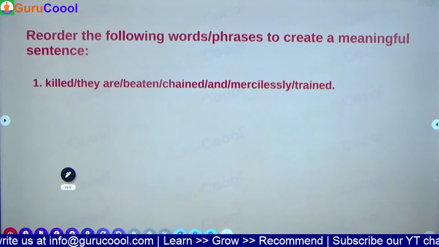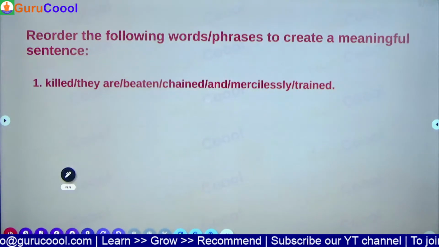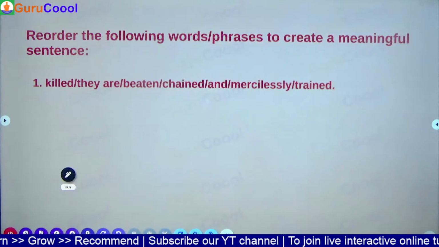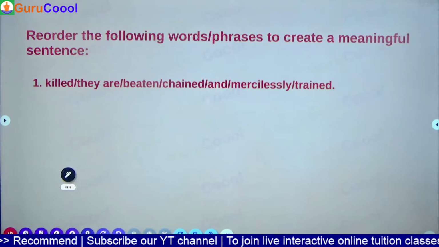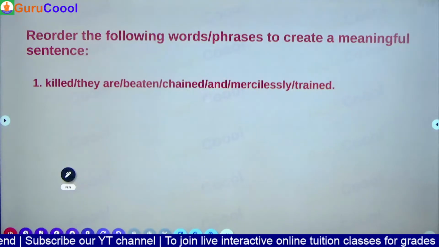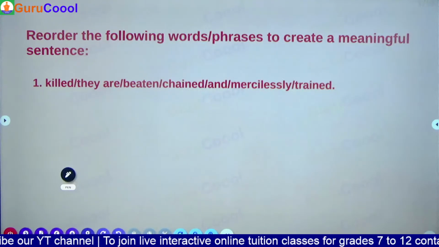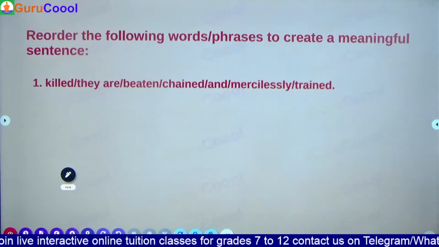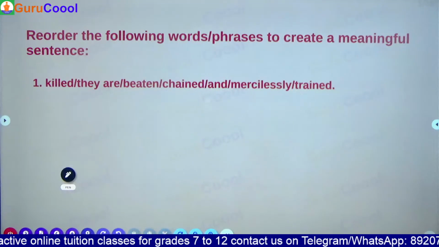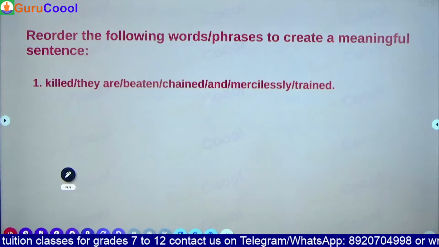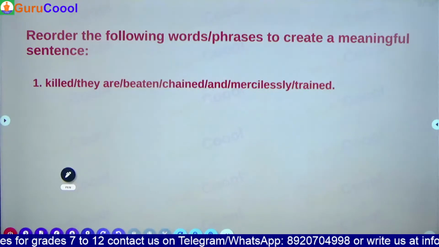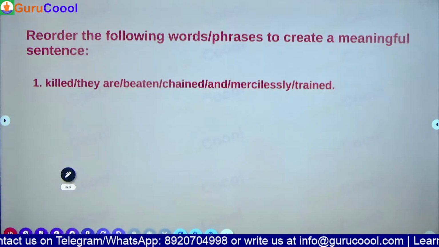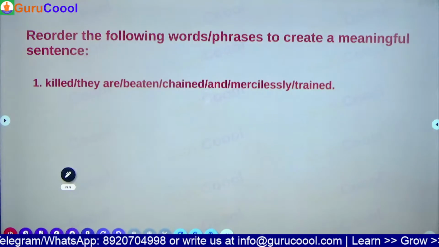Sir, I have written that. Okay, Pragyans, say the answer. They are killed, beaten, chained, and mercilessly trained. Okay. Anyone else? Yes, sir. They are killed, chained, and mercilessly beaten trained. Doesn't seem to be meaningful.